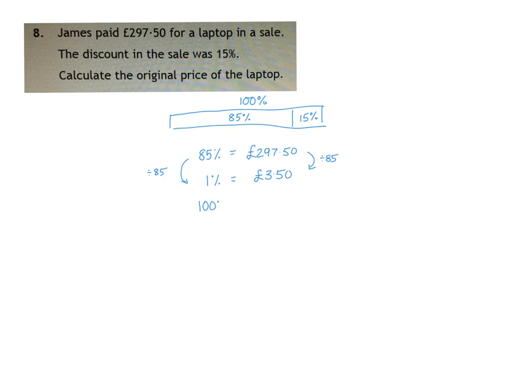We then have to go from 1% to 100%. We've times by 100 on this side, so we have to times by 100 on this side, which gets us that the original cost was £350. So here, your marks are for getting the 85% equals the £297.50, for finding 1%, and then for your answer.